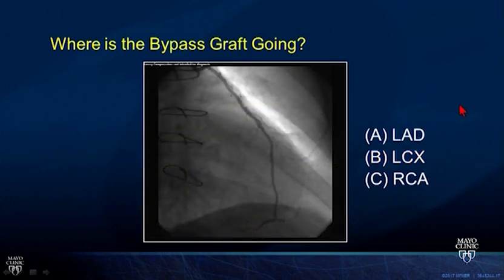So here's another example of a bypass graft, and I'll let you go ahead and answer this one too. So where is the bypass graft going in this patient? And go ahead and use your audience response.